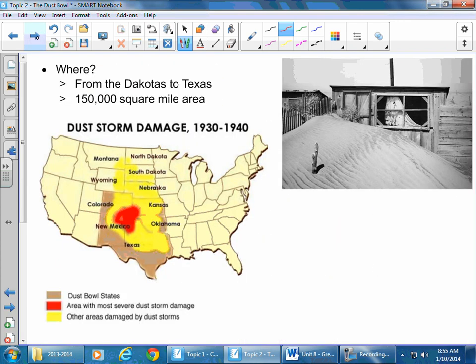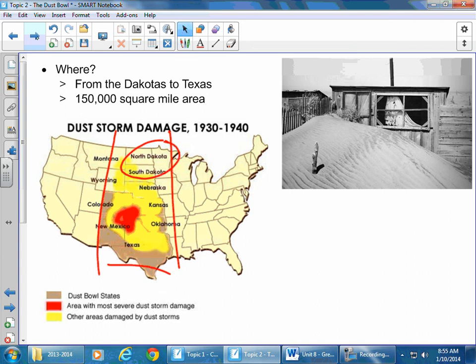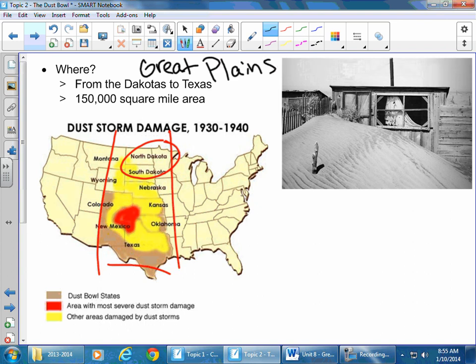So where are we talking about here? If you look at this map, you can kind of see it's a big, big chunk of the United States, from the Dakotas up here in the north to Texas down here in the south. Quite simply, we can say the Dust Bowl was the entire Great Plains. Some areas are going to be hit more than others. Obviously, Oklahoma, northern Texas, that area there, the red would be the most severe dust storm damage.